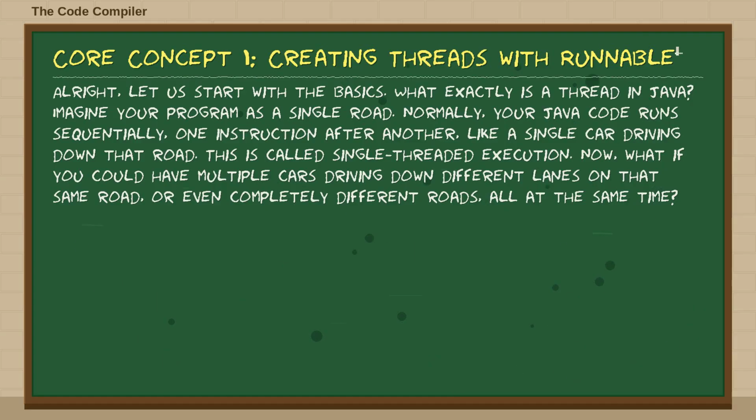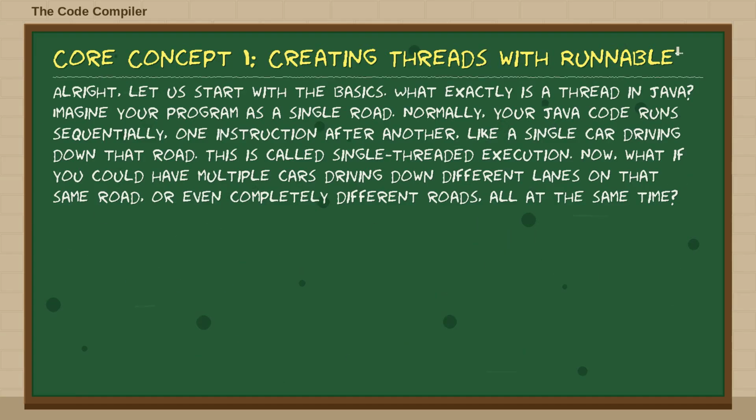A thread is the smallest unit of processing that can be scheduled by an operating system. Java applications are inherently multithreaded, even if you do not explicitly create new threads, because the main method itself runs in a thread. For us to create our own threads, the most common way is by implementing the Runnable interface. This interface has just one method, run, which contains the code that the new thread will execute.